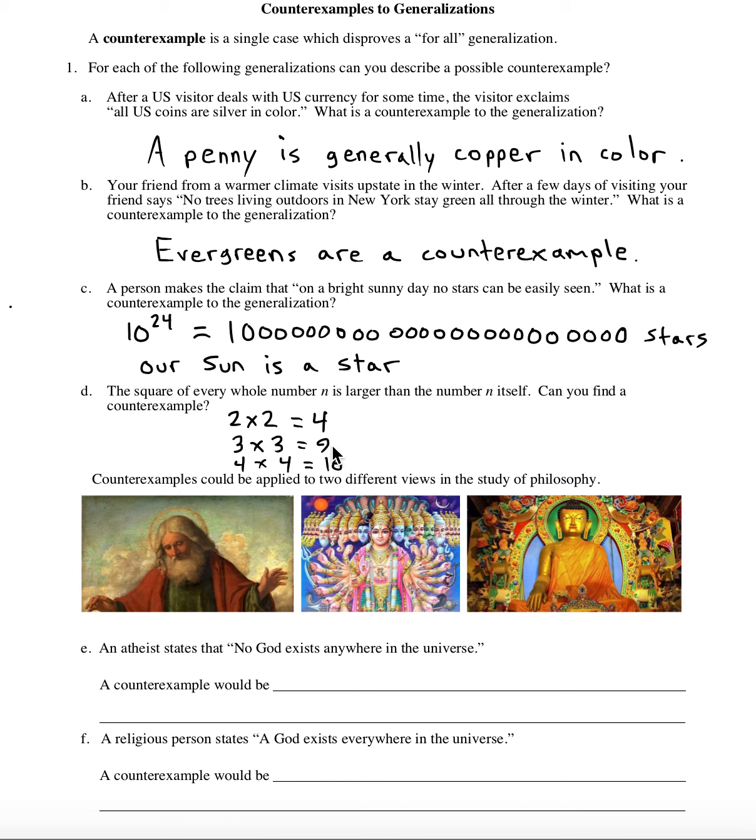But can you think of 2 whole numbers which would not follow this pattern? Well, 0 times 0 makes 0, and 1 times 1 makes 1. So 0 and 1 are counterexamples.